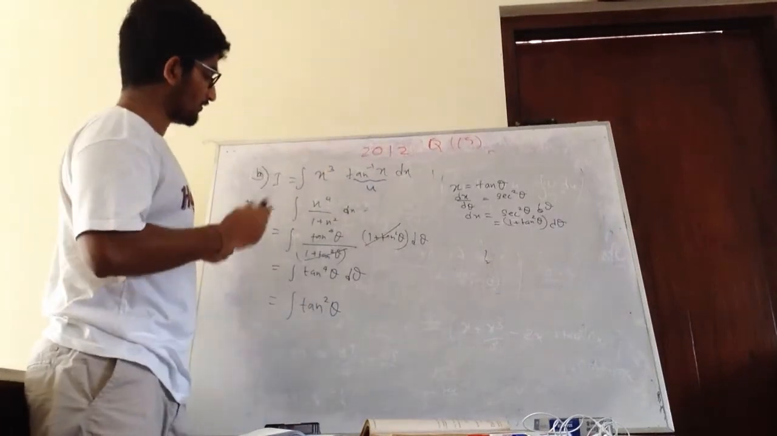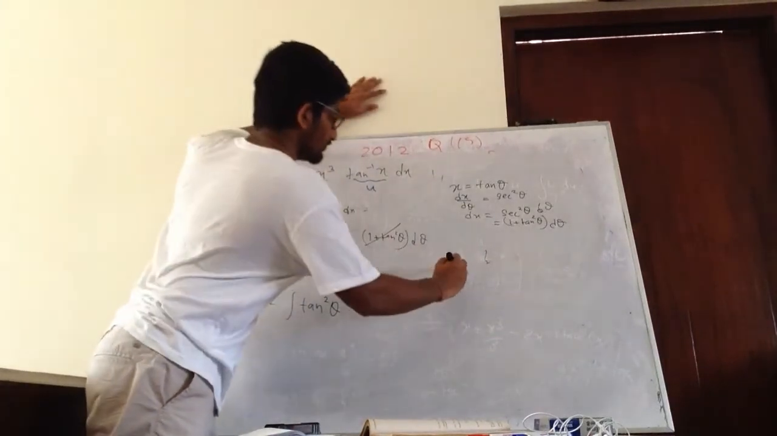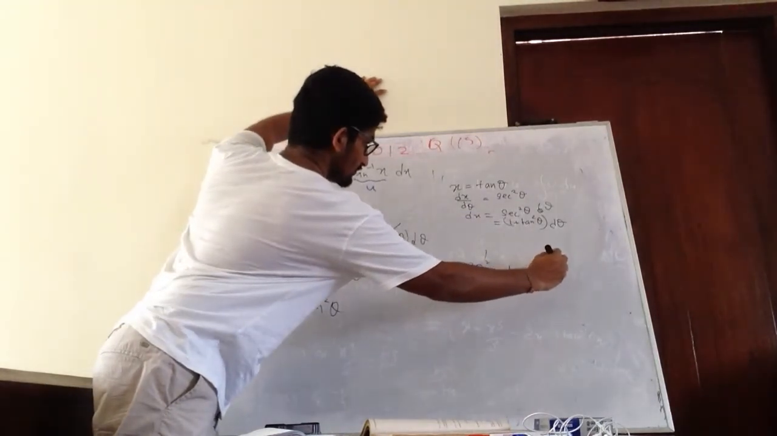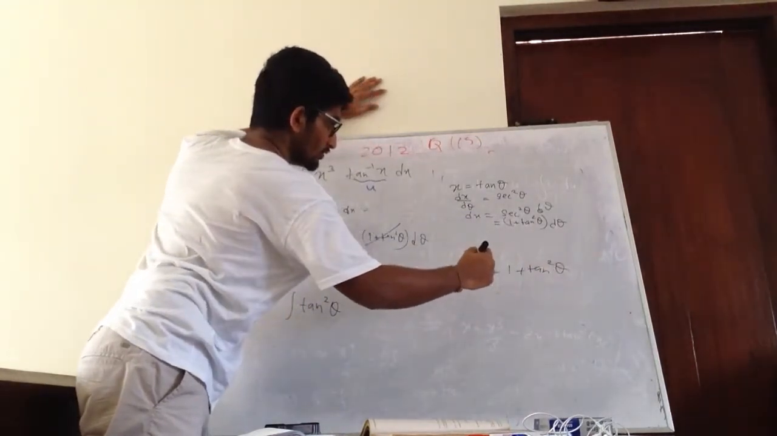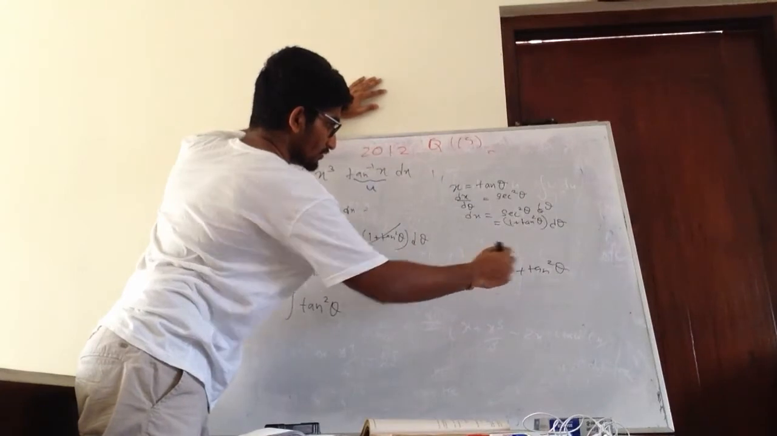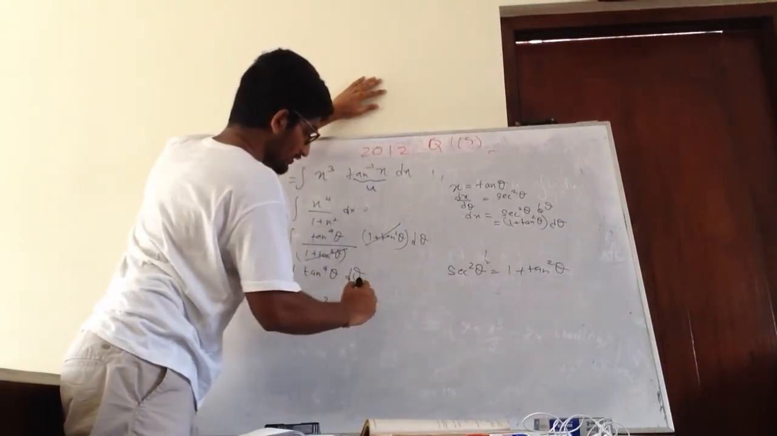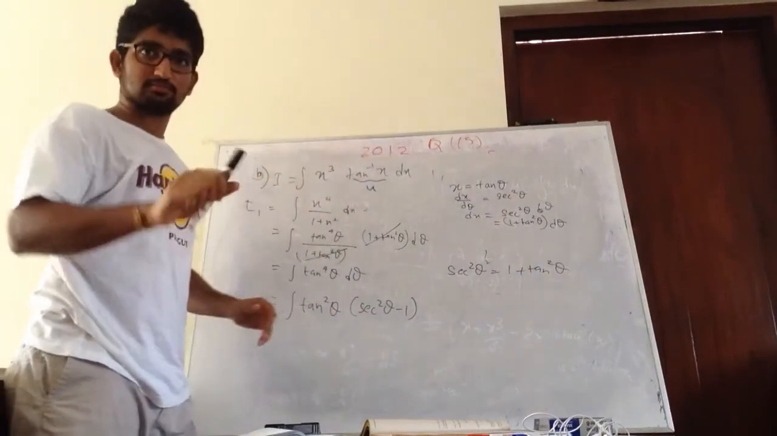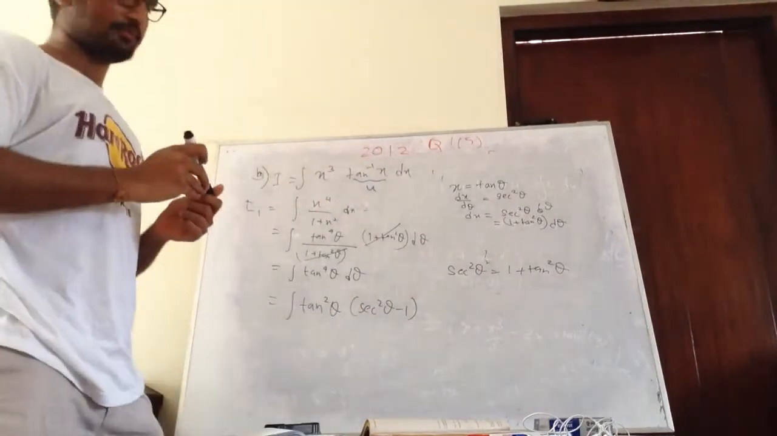So this will be what? What is sec square theta? 1 plus tan square theta. So tan square theta will be sec square theta minus 1. So there's a small error there.